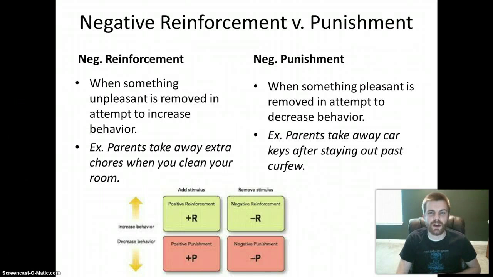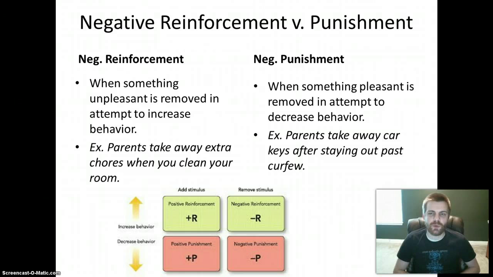Speaking of operant conditioning, a lot of you struggled with negative reinforcement or negative punishment. So I just want to emphasize that reinforcement is designed to help increase behaviors, where punishment is designed to help reduce behaviors. So when you're using negative reinforcement, you're trying to remove something that is unpleasant and attempt to increase that behavior. For example, you have a lot of chores as a young student. Your parents may decide that if you keep your room clean, they will take away your extra chores. What they are removing is unpleasant. That is your extra chores.